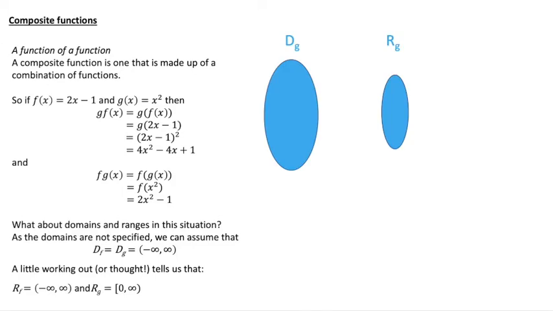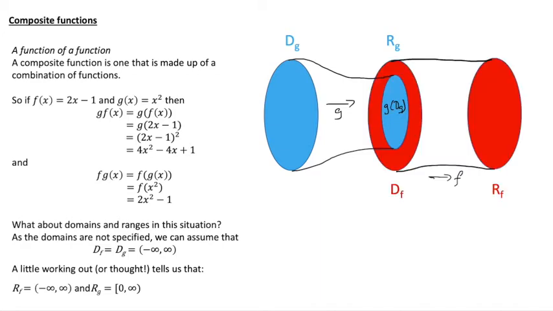Now, let's represent the domain of g and the range of g in this way. So we have these two sets. g maps the domain of g onto the range of g. So this is the function x squared. And what we know is that the range of g is from 0 to infinity. The domain of f is actually from minus infinity to plus infinity. So that means the range of g is included in the domain of f.